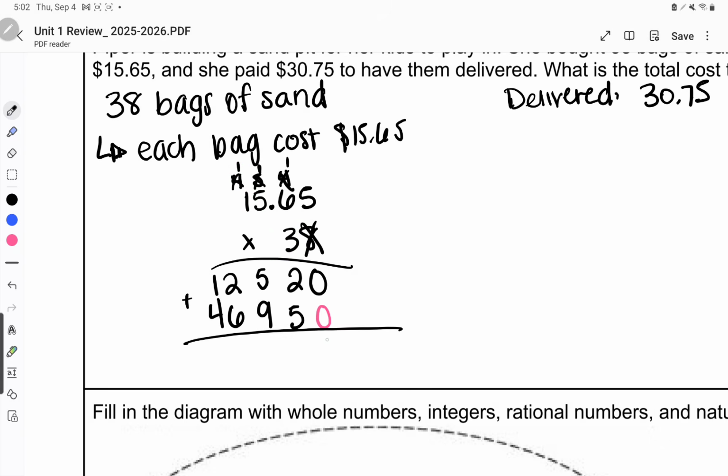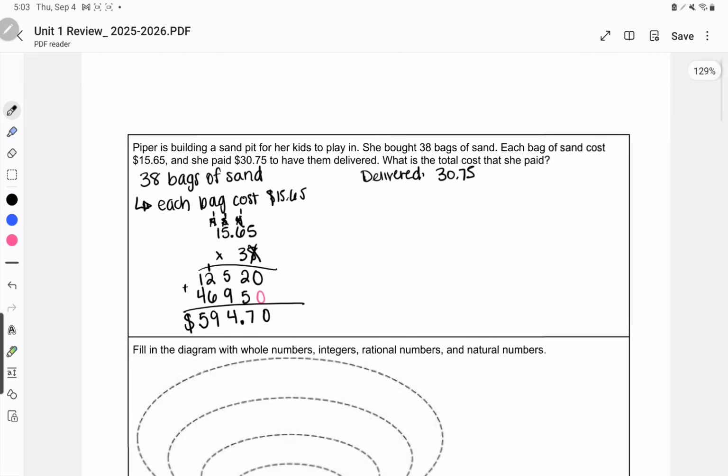Add it all together. 0 plus 0 gives us 0. 2 plus 5 gives us 7. 5 plus 9 gives us 14, so we write down a 4 and carry our 1. 1 plus 2 is 3, plus 6 is 9. 1 plus 4 is 5. We have 2 decimal places here. None on the second row, so we'll have 2 decimal places here. So on sand alone, she spent $594.70. But that's not all she spent.